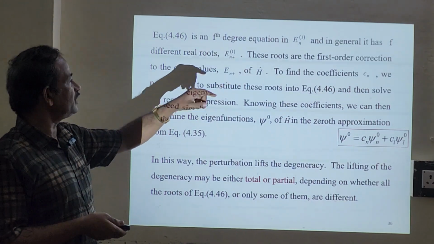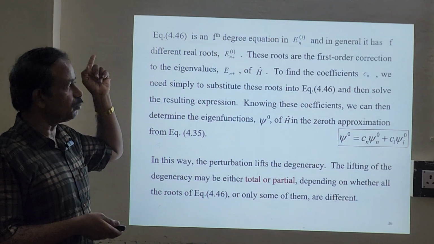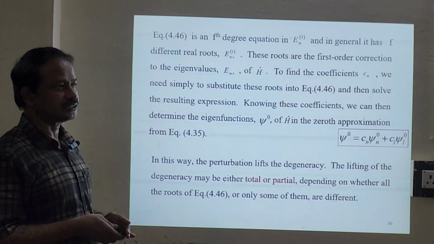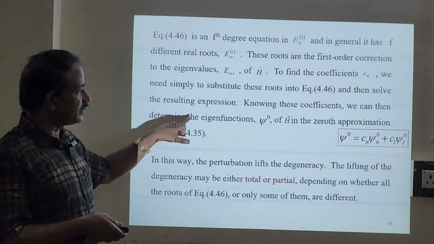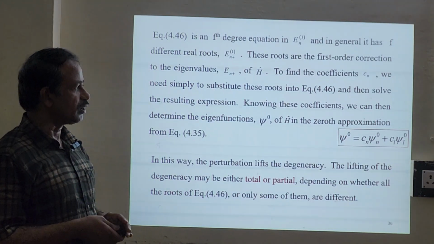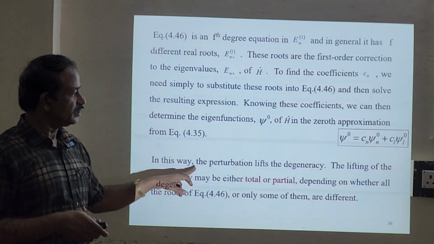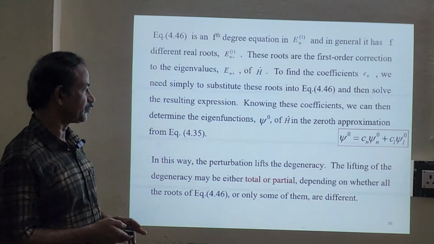To find the coefficients Cn, we need to substitute these roots into equation 4.46, that determinant, and then solve the resulting expressions. So this is what we have done. Knowing these coefficients, we can then determine the eigenfunction psi 0 of H in the zeroth approximation. So in this way, the perturbation lifts the degeneracy.